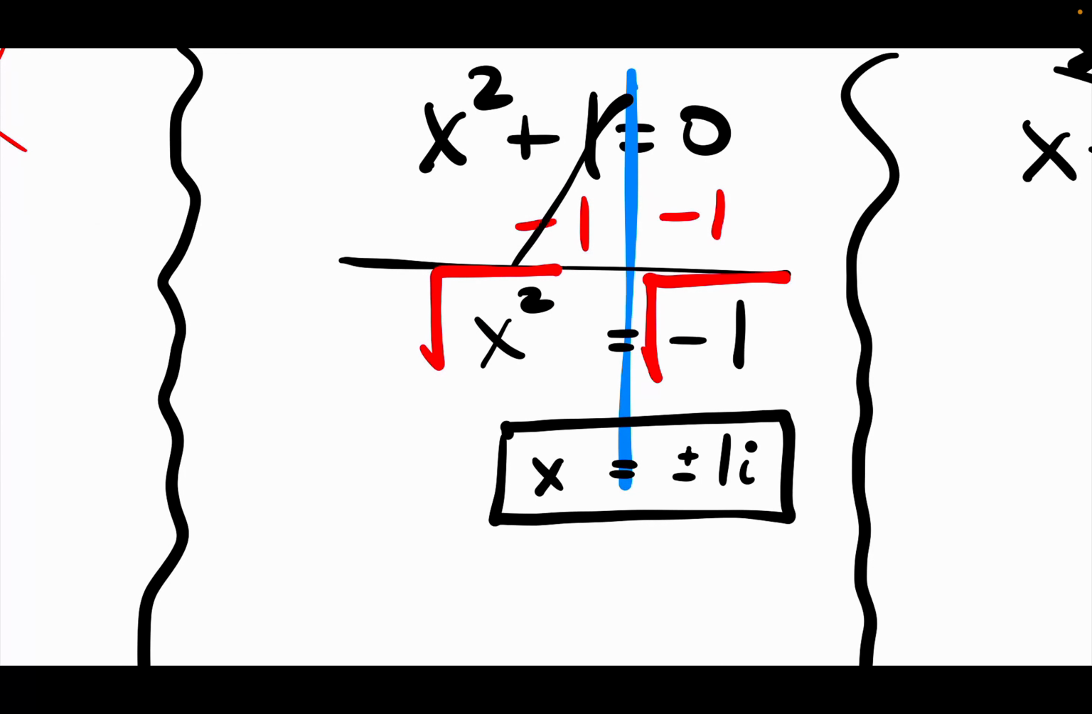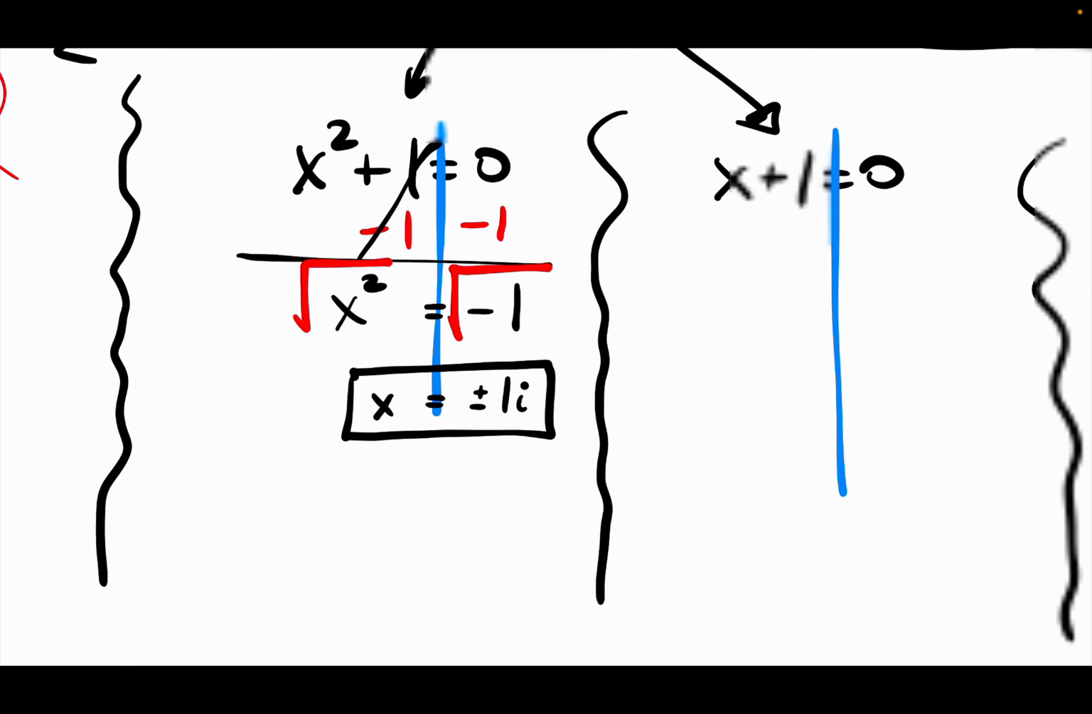Always an i. Yep. If there's a negative under the square root, there's always going to be an i involved. If it's a positive, there'll be no i. So if that was positive 1, you wouldn't need the i. So if there's a negative, just add the i. Yeah, that's the way I usually do it too.